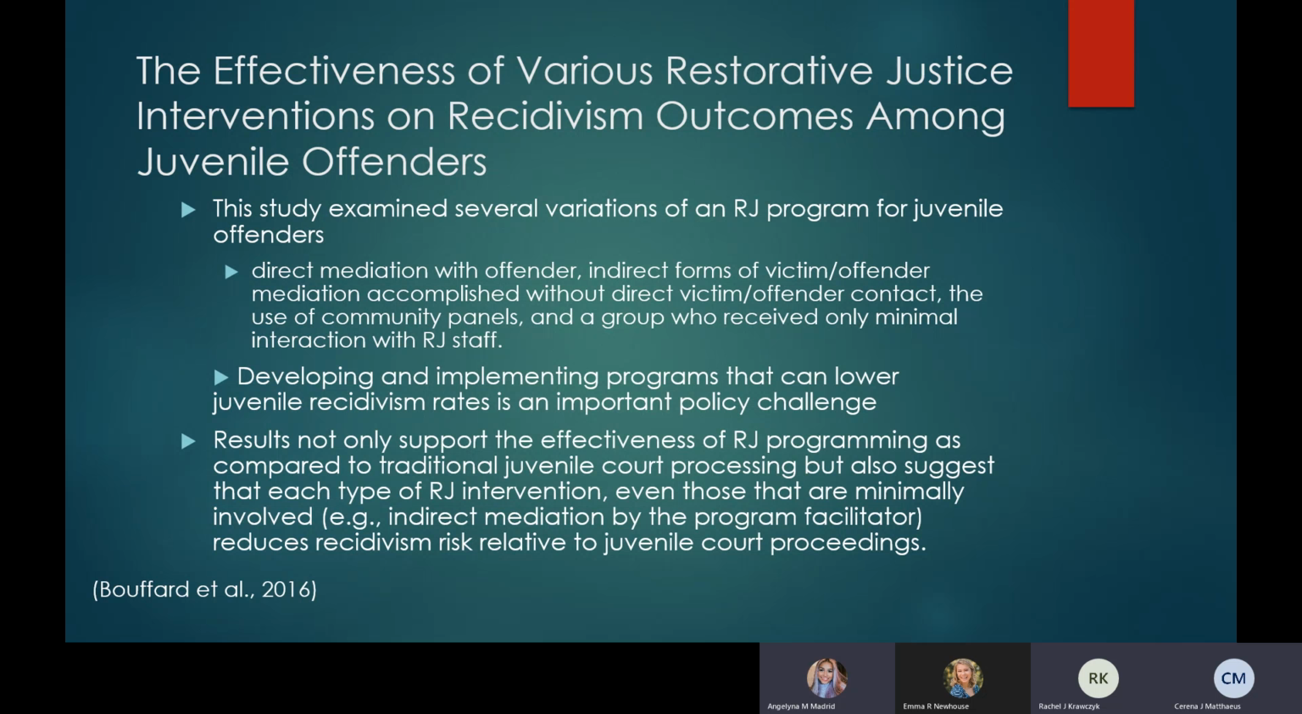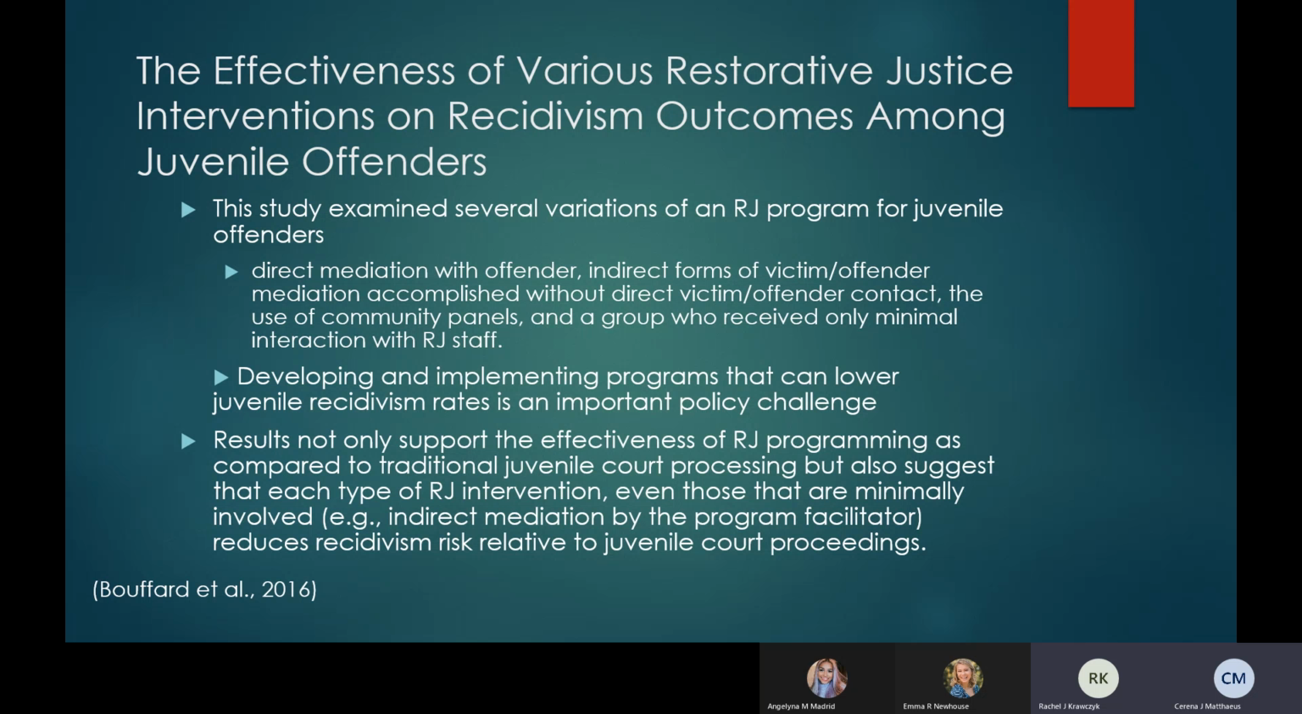The effectiveness of various restorative justice interventions on recidivism outcomes among juvenile offenders. This study examined several variations of a restorative justice program for juvenile offenders. These programs were direct mediation with the offender, indirect forms of victim offender mediation accomplished without direct victim offender contact, the use of community panels, and a group who received only minimal interaction with restorative justice staff.